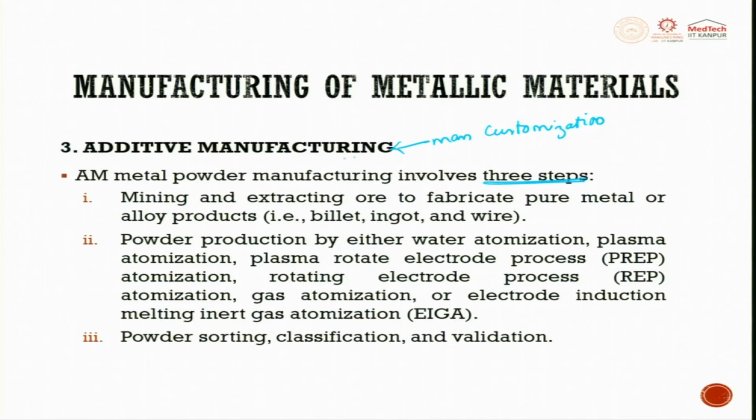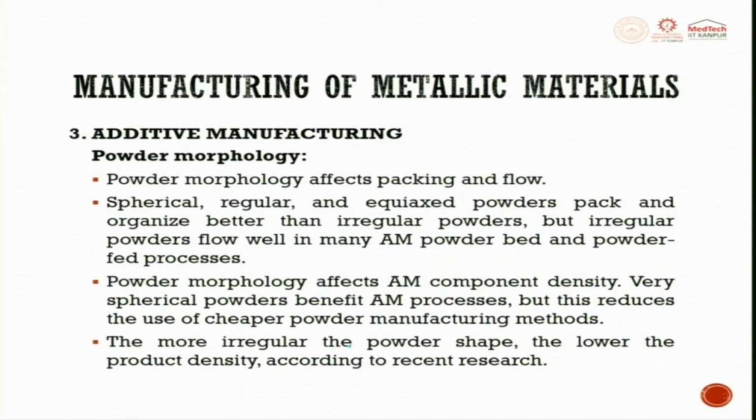So, here in additive manufacturing, mining and extraction of ore to fabricate pure metal and alloy powders are done, and then powder production by either water atomization, we saw in the lectures, plasma atomization, plasma rotating electrode process, gas atomization, electrode induction melt inert gas atomization. All these things are there, but we saw only 4 prominently used atomization techniques in which metal powders can be produced in a consistent fashion. Then once the powder is produced, it is sorted out, it is classified, and it is validated.